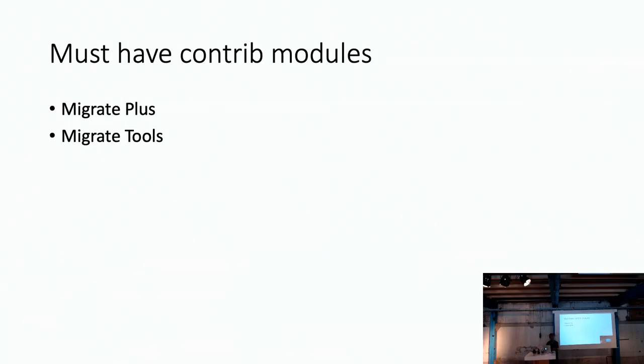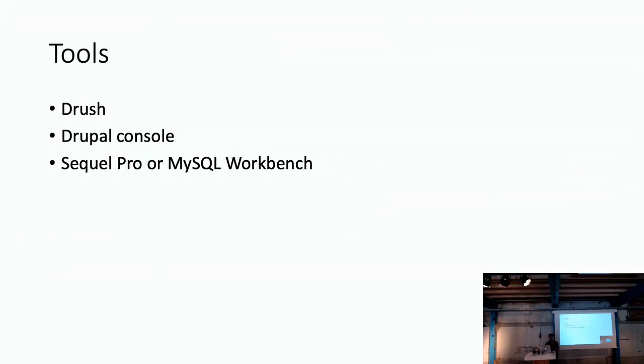Another must-have for migration actually is Migrate Plus. With Migrate Plus, you not only get examples as modules, but you also get extra pre-process functions and something like migrate rollback. With Migrate Tools, you also get extra Drush commands for your migrations, like migrate:status, where you can see an overview of your migration status. Like I said, these are also must-have tools.